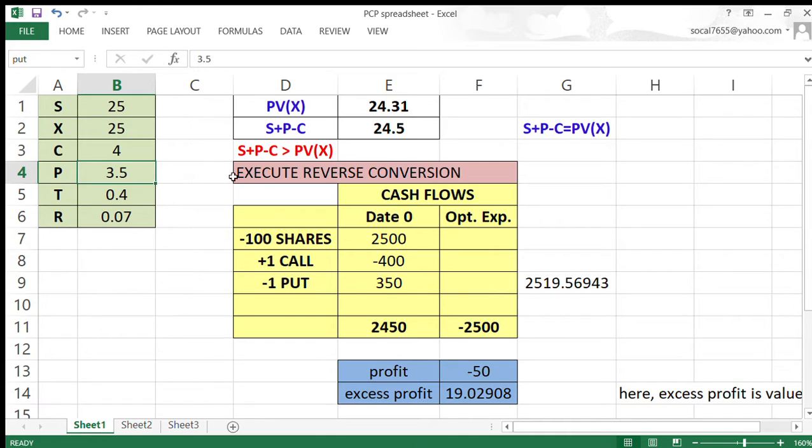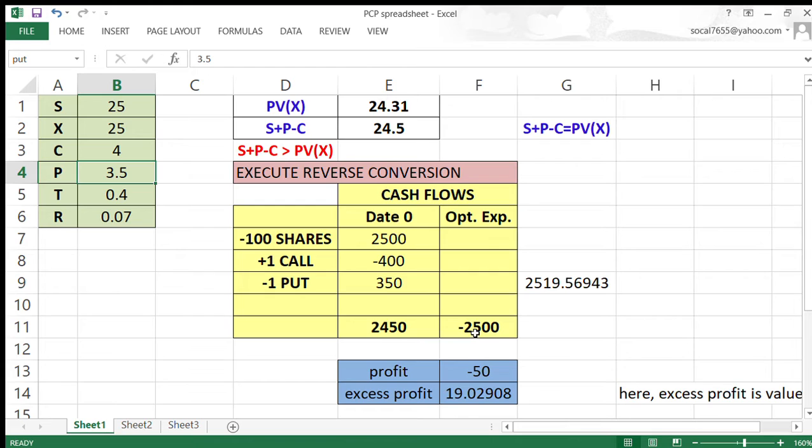And the suggested trade is a reverse conversion. A reverse conversion is just the opposite of a conversion. Instead of going long stock, long put, short call, we go short stock, short put, long call. Let's look at the cash flows. Right now at date 0, we short 100 shares at 25 each, and we receive 2,500. We short a put at 350, and we receive $350, and we buy a call and we pay $400. And the net cash flow is an inflow of $24.50 at date 0.